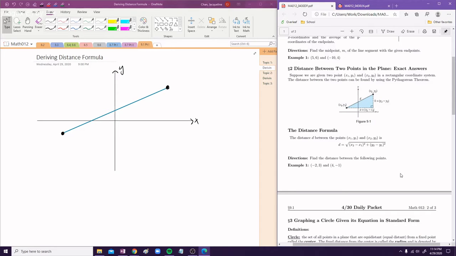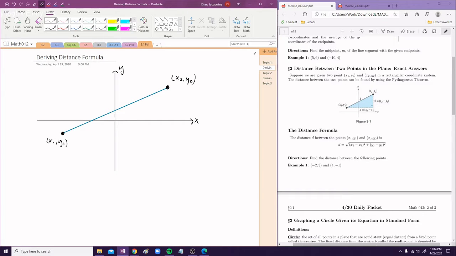Welcome back. So now we will go on to topic 2, which is all about finding the distance between 2 points in the plane. As you know, I am a firm believer that you should know where formulas come from. So we're going to derive the distance formula. Suppose we are given 2 points, x1, y1, and x2, y2. Let's call the bottom one x1, y1, and the top one x2, y2, in a rectangular coordinate system, the xy plane.